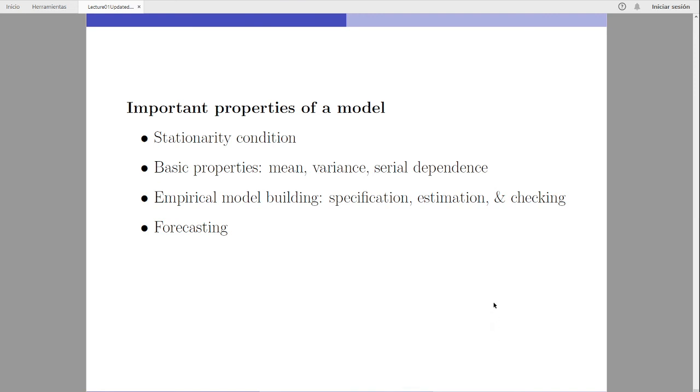So, in a quick recap, a model has four important properties. First, stationarity, I mean invariance over time; the basic properties being mean, variance, and serial dependence. Third, empirical model building is done in mostly three parts: specification, estimation, and checking. Remember, please, the checking part, because it's extremely important. And the fourth one is how we can use that to forecast, or to see the future in that sense. So yeah, that was basically it.